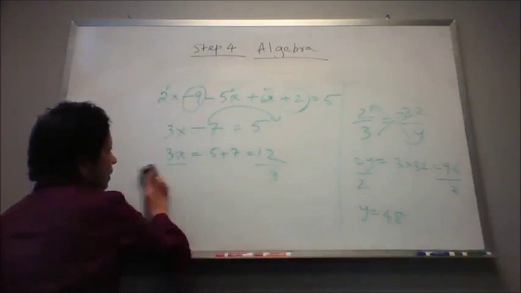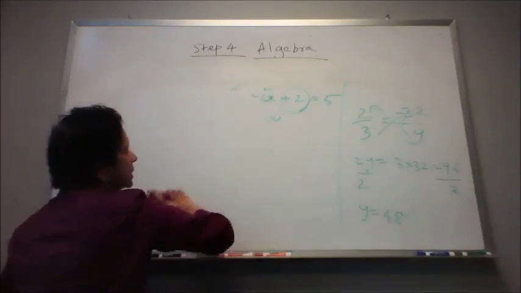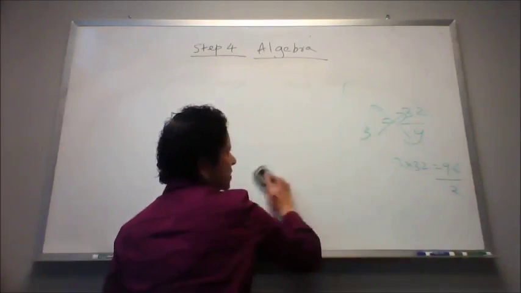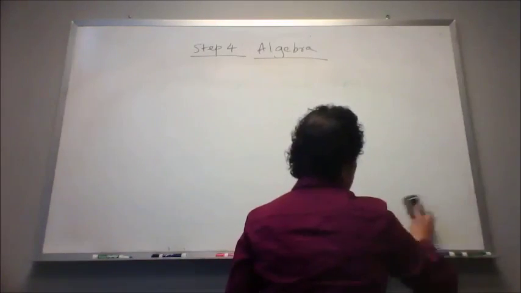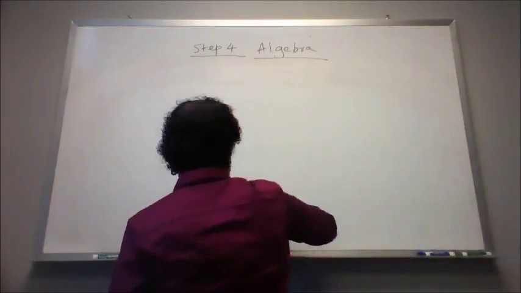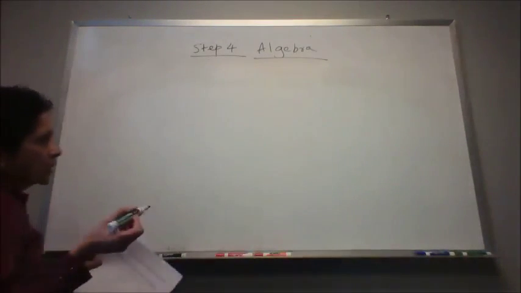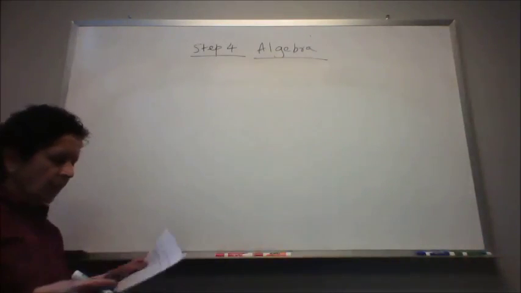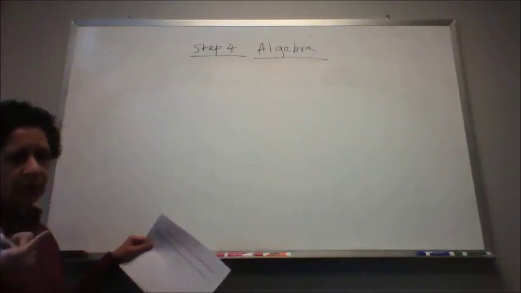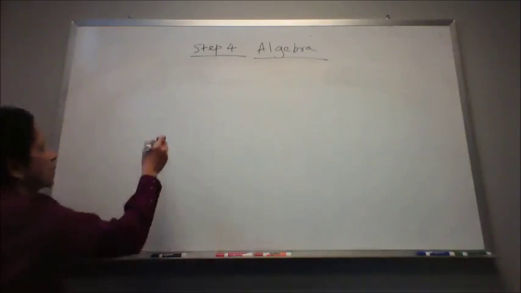So now, solving inequalities. It is exactly the same as solving equations with one difference: when you multiply or divide by a negative number on both sides, the inequality gets reversed. Okay, so let's see how that works.